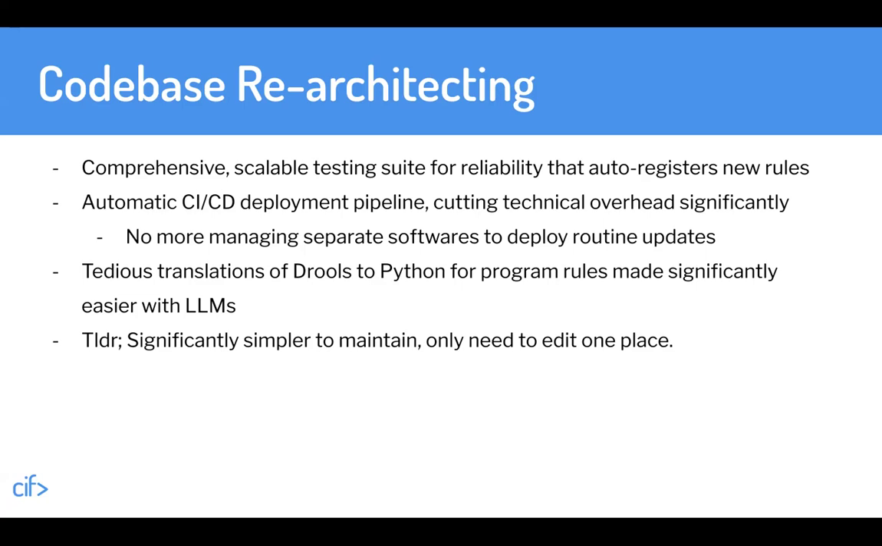routine updates. And something of note was that the tedious translation of rules to Python for program rules is made significantly easier with the use of AI. That's something moving forward that's going to be significantly more useful for the team. It's also significantly easier to maintain, and engineers only need to edit one place. So if this rules engine gets updated every couple of weeks, there's no more scrambling to wrestle with the existing technical infrastructure in order to deploy even just routine updates or security audits.